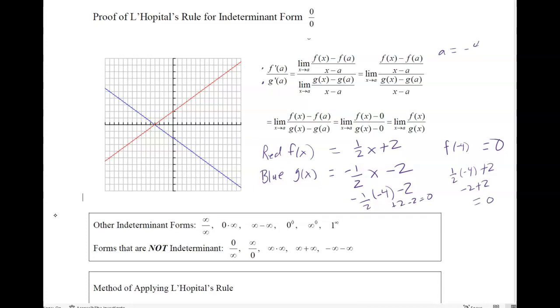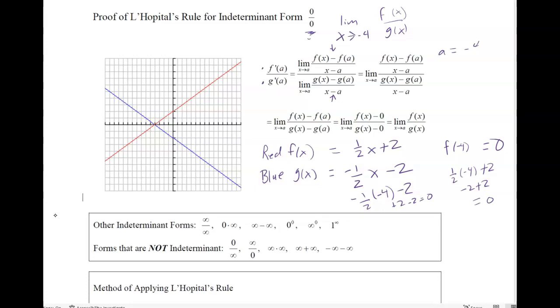So if I were asked to find the limit as x goes to negative 4 of f of x over g of x, then the substitution attempt would result in 0 divided by 0. That's called an indeterminate form. So we have that case with these two functions. But if I look at what the derivative of the red function means, it just means the slope of that line. And the derivative of the blue function just means the slope of that line. Well, the slope of the line can be given by these functions here. At any point x, subtract f of a, and f of a is 0, g of a is 0.